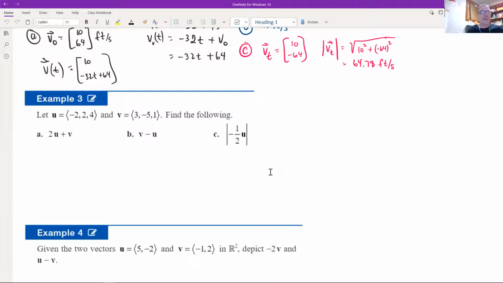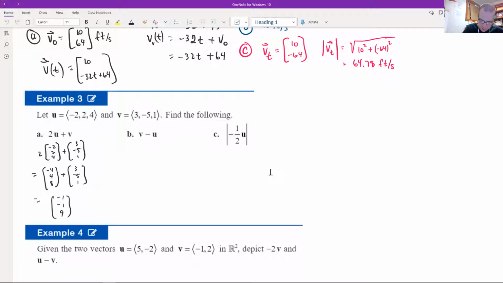And to save some space, I think I'm going to go stoplight form. Okay. 2 times negative 2, 2, 4 plus 3, negative 5, 1. Negative 4, 4, 8, and 3, negative 5, 1, and we're adding them. So this becomes negative 1, negative 1, and 9. Cool.